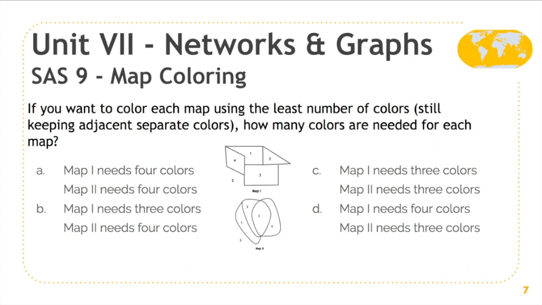No, I don't think that works because map 1 needs 1 extra color, doesn't it? C, map 1 needs 3 colors, and map 2 needs 3 colors. Not quite. And D, map 1 needs 4 colors and map 2 needs 3 colors. I think D is your best possible answer. We discussed that. You can see that's the most likely answer.